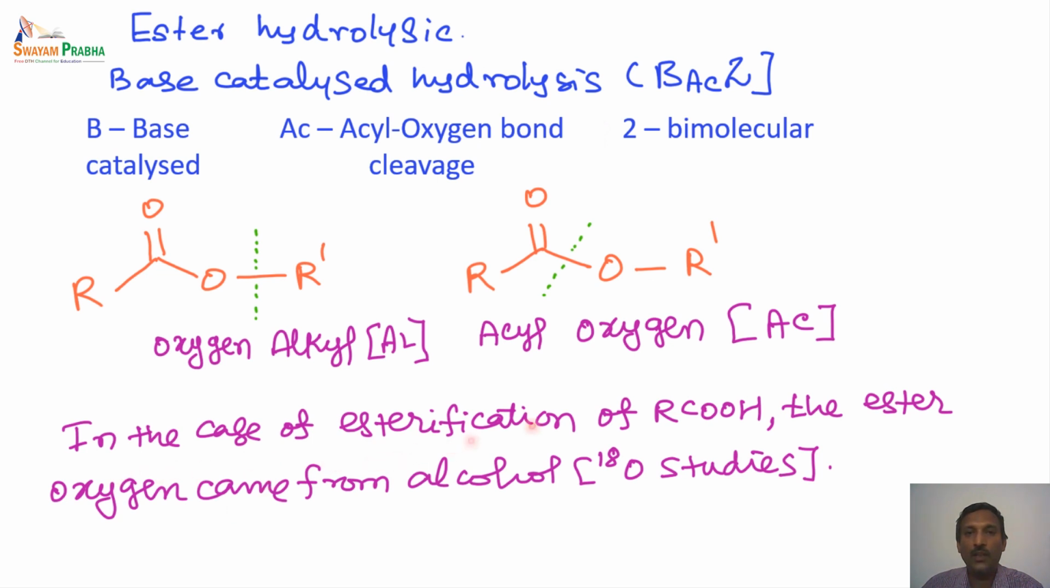So in the case of esterification of carboxylic acids, the ester oxygen came from alcohol. From O18 studies, people had actually shown that the oxygen of the ester came from the alcohol unit. So this one we have studied earlier also using the O18 studies. When we studied the formation of esters, we have seen this particular reaction.